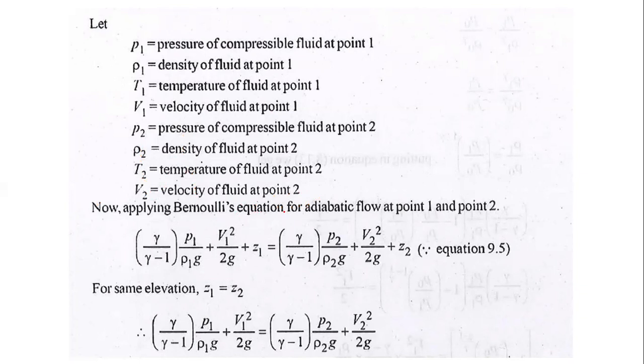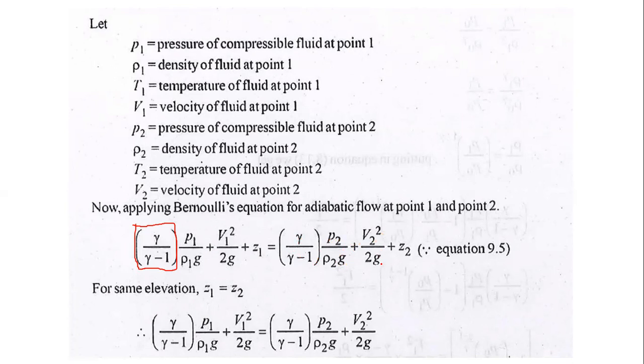Now applying the Bernoulli equation for adiabatic flow at point 1 and point 2, we get gamma upon gamma minus 1. This is because this is an adiabatic flow. That's why we consider gamma upon gamma minus 1 into P1 upon rho 1 into g plus V1 square by 2g plus Z1 is equal to gamma upon gamma minus 1 into P2 upon rho 2 into g plus V2 square by 2g plus Z2.